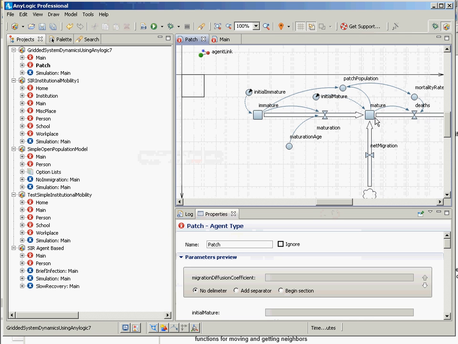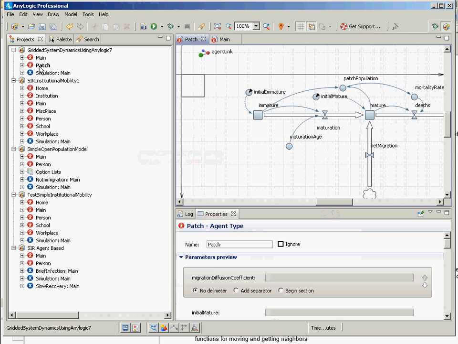But you can also have state charts. You can also have parameters. You can also have other types of calculations going on. It's just for certain variables you might want to use stocks and flows. Okay, so that's gridded system dynamics. One of them we've seen had them in networks. This one had them in spatial layout. Same basic idea though. Agents' dynamics are at least partially described with stocks and flows. Okay, let's close that model.